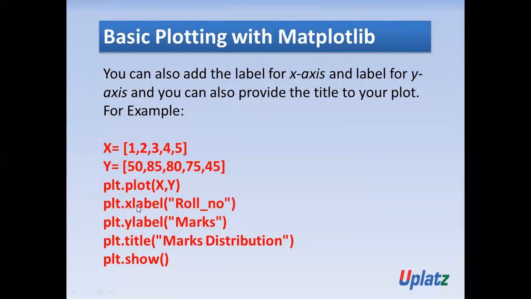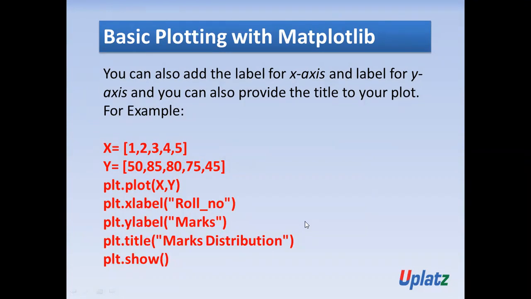So plt.xlabel. On the x label, I would like to have roll number. And in the same way, plt.ylabel. If you would like to have a label for the y-axis, you need to write plt.ylabel, and marks, this is nothing but the label you would like to add on the y-axis. And plt.title. If you would like to give a title to your plot, your chart, then you can use plt.title, and give the title name, whatever it is, marks distribution, and finally plt.show to show the plot.